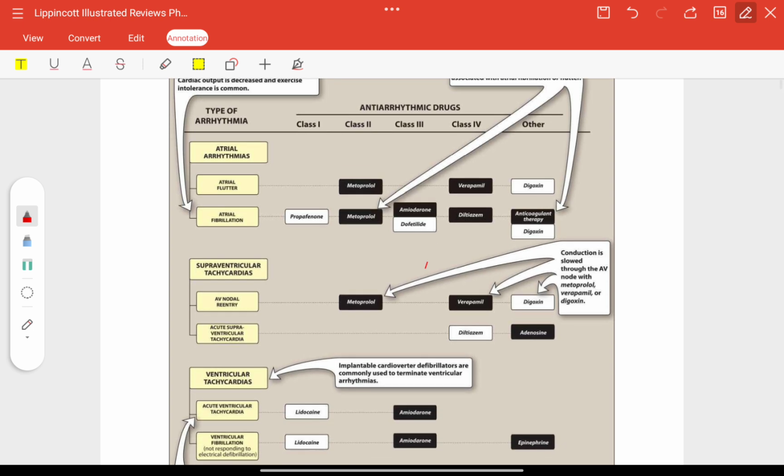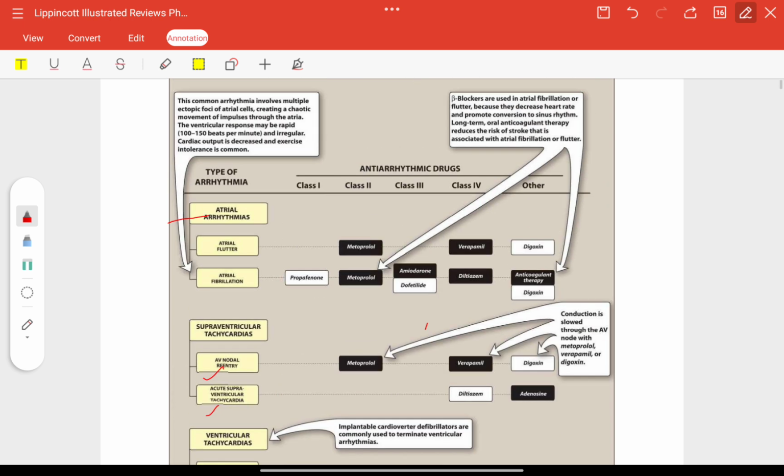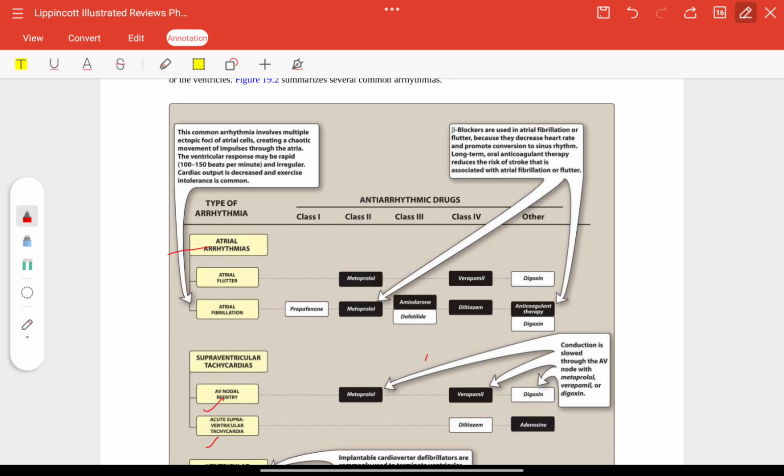Now atrial arrhythmias: atrial flutter and atrial fibrillation. Supraventricular tachycardias: AV nodal reentry, acute supraventricular tachycardia. Ventricular tachycardias: acute ventricular tachycardia, ventricular fibrillation. If the patient is having atrial flutter, we'll go for class 2, metoprolol, that is a beta blocker. Atrial fibrillation, we will first go to class 1, propafenone, then metoprolol, then amiodarone, then diltiazem, then anticoagulant therapy.